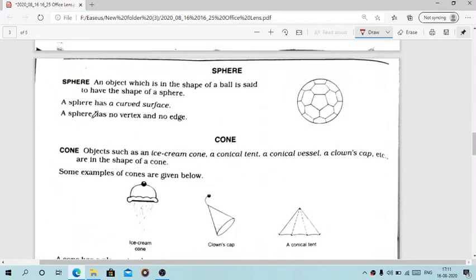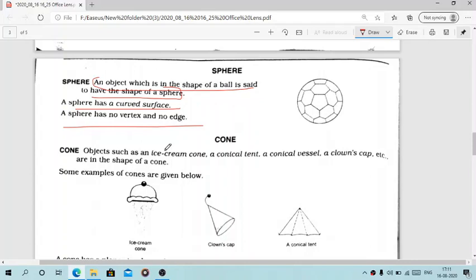Sphere. An object which is in the shape of a ball is said to have the shape of a sphere. A sphere has a curved surface. A sphere has no vertex, no edges.